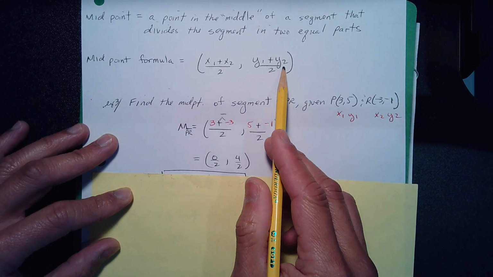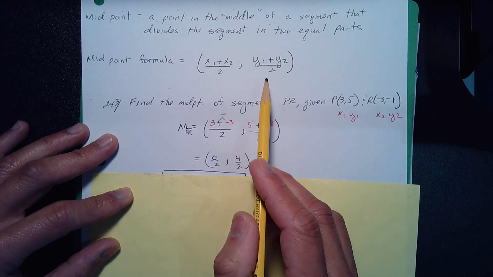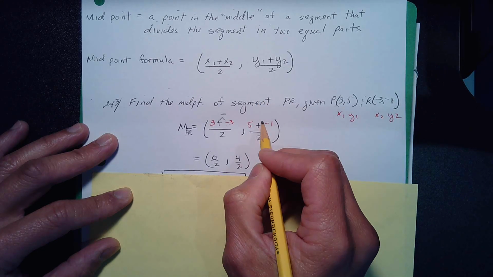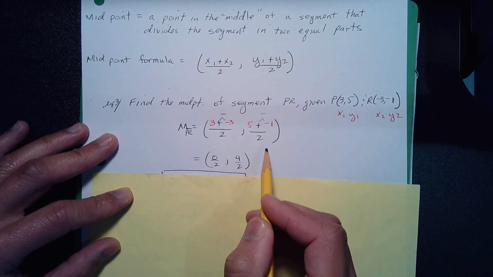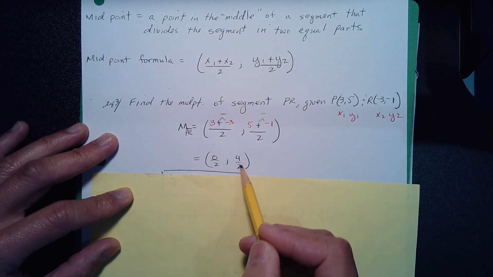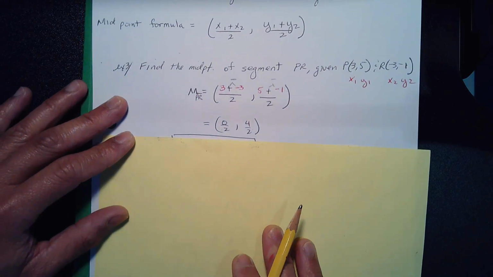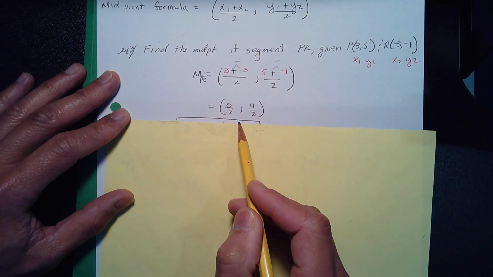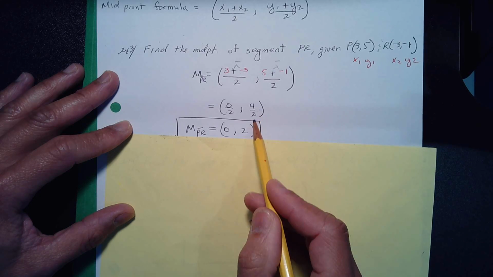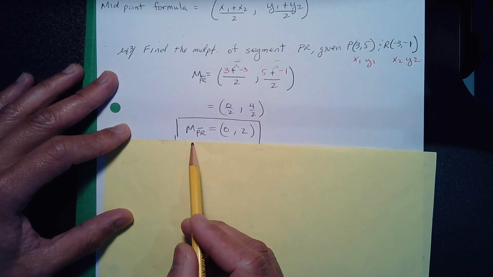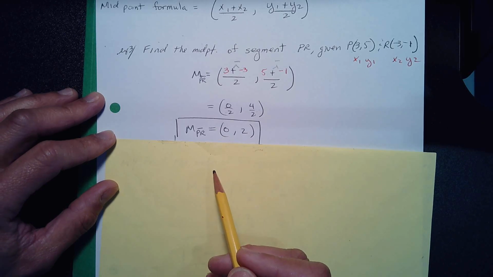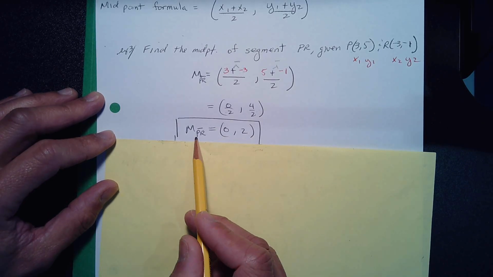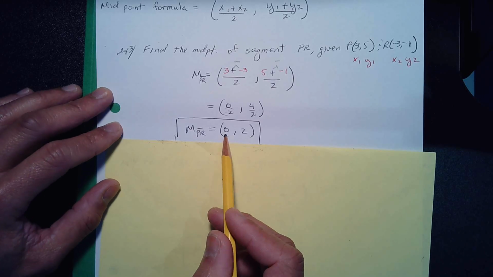y1 is 5, y2 is negative 1. So we have 5 plus negative 1. A positive times a negative is a negative. 5 minus 1 is 4, so we have 4 over 2. 0 divided by 2 is 0. 4 divided by 2 is 2. So the midpoint of segment PR is 0, 2. Again, the midpoint of PR is 0, 2.